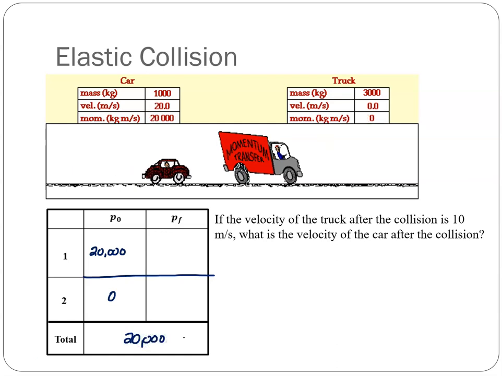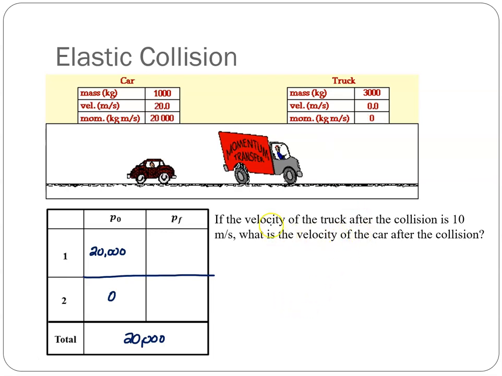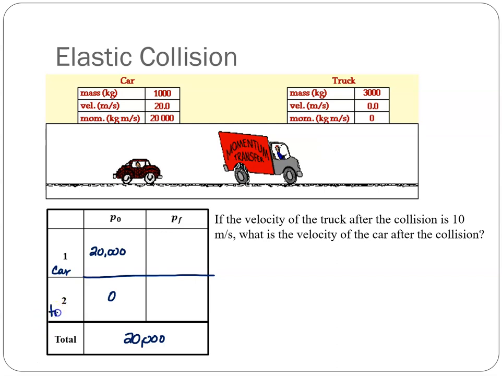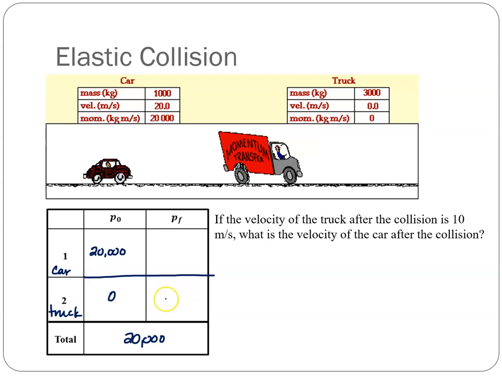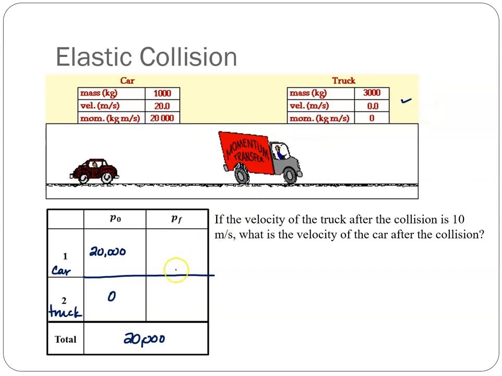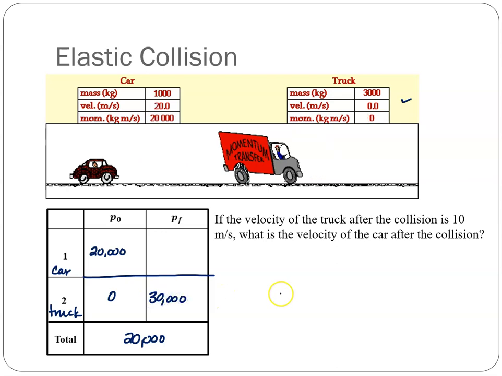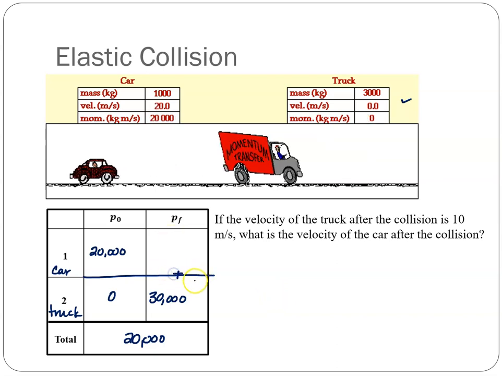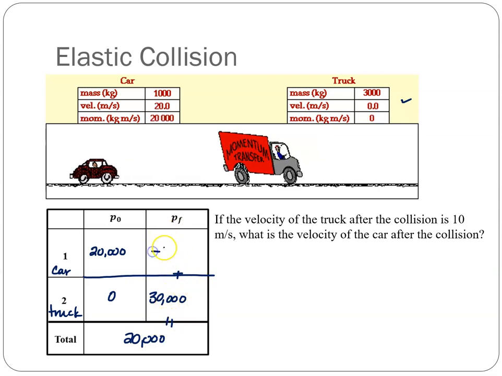For this problem, we do need a little bit more information. We need to know at least the final velocity of one of our objects. In this case, we are looking for the velocity of the car. So if this is our car and this is the truck, we need to find the momentum of the truck. After the collision, the truck has a velocity of 10 meters per second. That means the truck has a momentum of 10 times 3,000, which is 30,000 kilogram meters per second. So to find the momentum of the car, what plus 30,000 equals 20,000? Well, that's going to have to be negative 10,000.